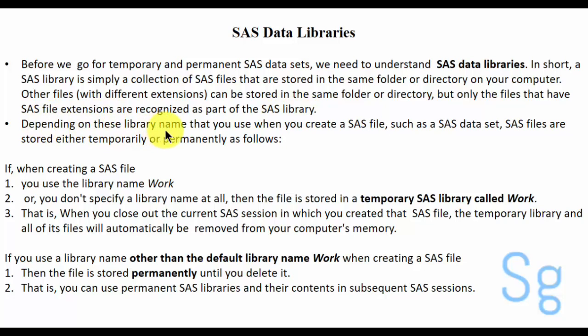Depending on the library name that you use when you create a SAS file, such as a SAS dataset, SAS files are stored either temporarily or permanently as follows. If, when creating a SAS file, you use the library name work, or you don't specify a library name at all, then the file is stored in a temporary SAS library called work. That is, when you close out the current session in which you created that SAS file, the temporary library and all of its files will automatically be removed from your computer's memory.